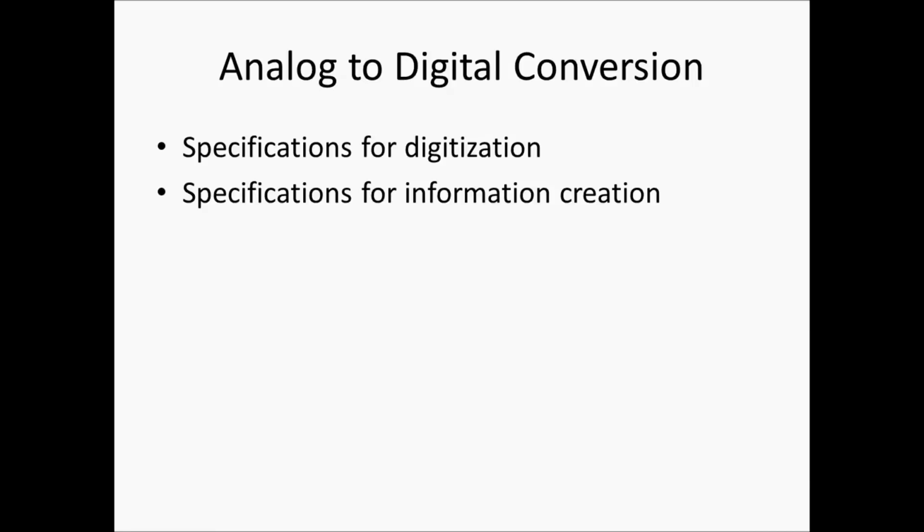Analog to digital conversion, I don't have a lot of bullets here. I probably should add a few more, but basically, you need to think about what specifications you need for digitization. Is this going to be something that needs really high resolution, which we'll talk about in a few slides? What kind of metadata do you need for it? Are you going to need a rich metadata set, or just a little bit? So when you're digitizing your images, what kind of information are you going to need to create?